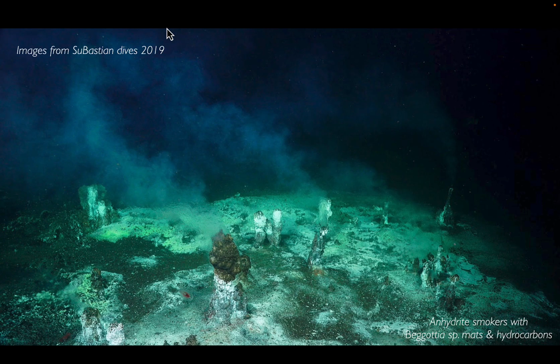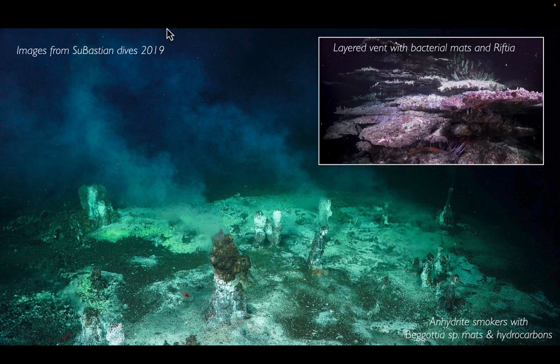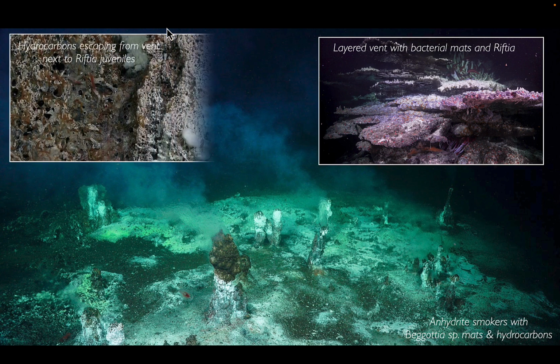This is what the various vents look like, and here we can see the anhydrite smokers. Notice also here that there's this very widespread white snow-like accumulation. These are bacterial mats, and there are also hydrocarbons escaping from these vents. Here's a layered vent. It's also got the annelids, the riftworms, Riftia, this chemosynthetic community, typical of hydrothermal vents, very rich hydrothermal community. But what's interesting here is that we also see globules of hydrocarbons, the browns here, escaping from the vent, and this is right next to a set of Riftia juveniles.